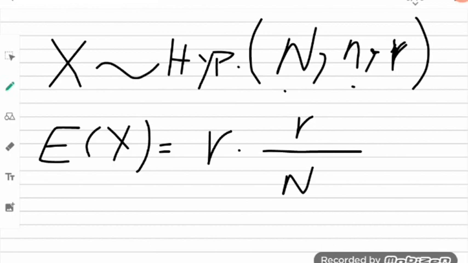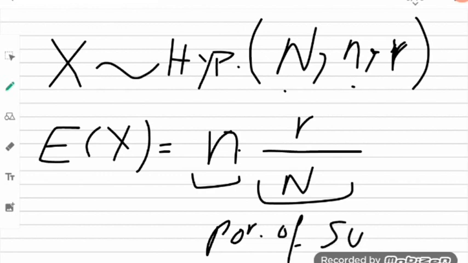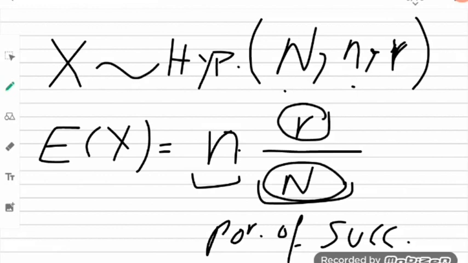I'm sorry, this is capital N. So this is the sample size, right? And this is considered the probability of success, right? Because we have the total number of successes R in the population divided by the total population N. So this is very similar to n times p in the binomial distribution. Again, this can be very easy to memorize.